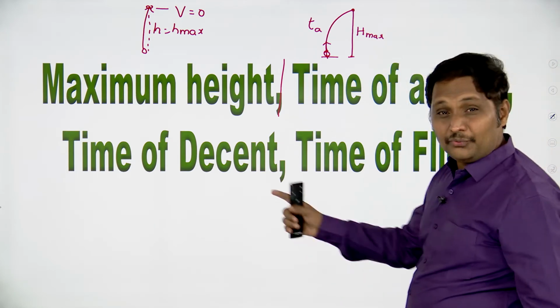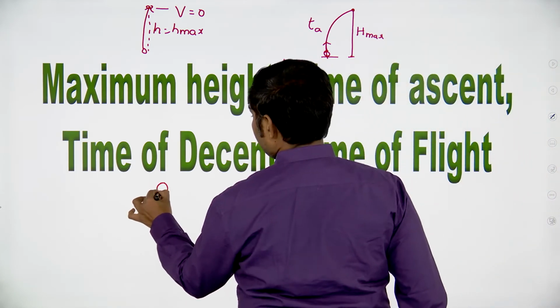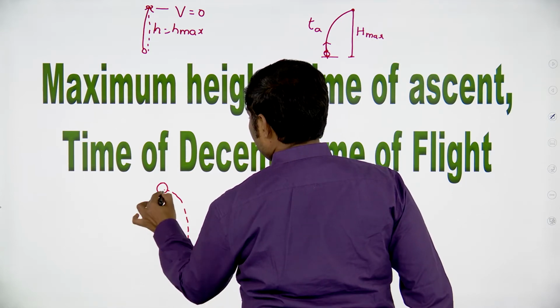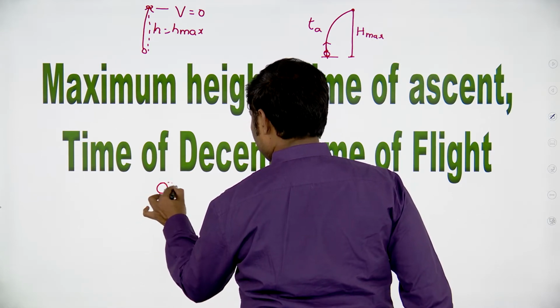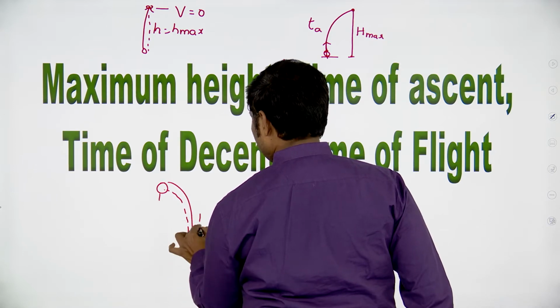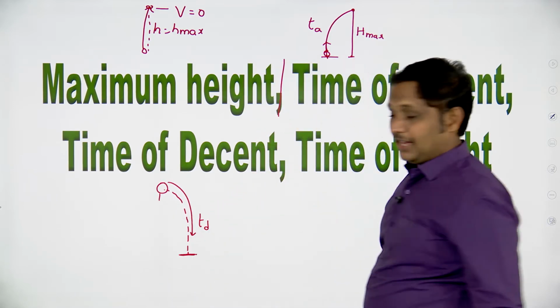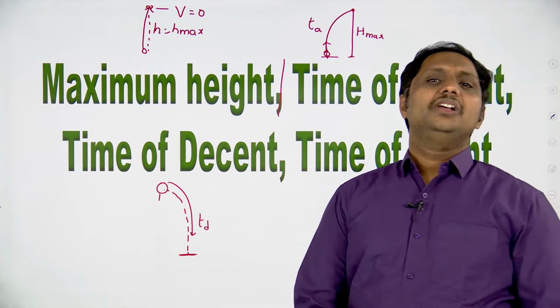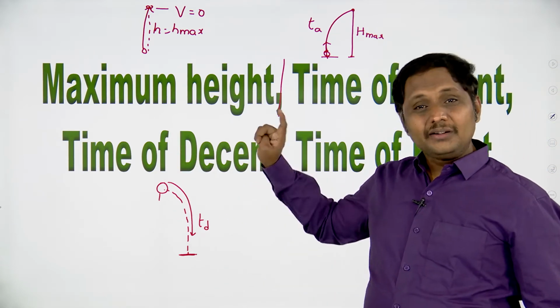What about the time of descent? Time taken to reach the ground from the maximum height is going to be Td. Time of descent is the time taken by the body to reach the ground, or the point of projection, from that maximum height.